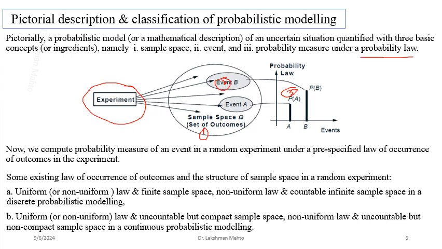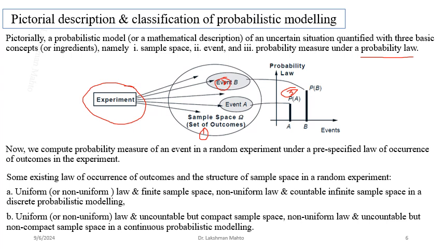So the second approach of probabilistic modeling is uniform law. Again, you have to apply it and come up with an uncountable but compact sample space. Uncountable means what? First, it is infinite. Second, you fail to put it in a sequential form. That is the meaning of uncountable. If you talk about the set of natural numbers, that one is also infinite. If you talk about the closed interval [0, 1], that one is also infinite. What is the difference between these two?